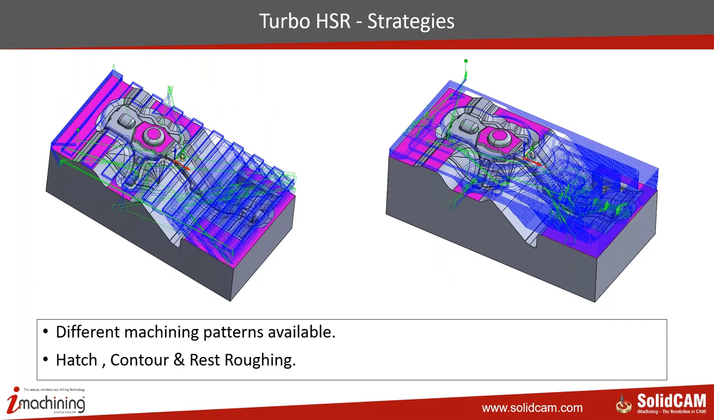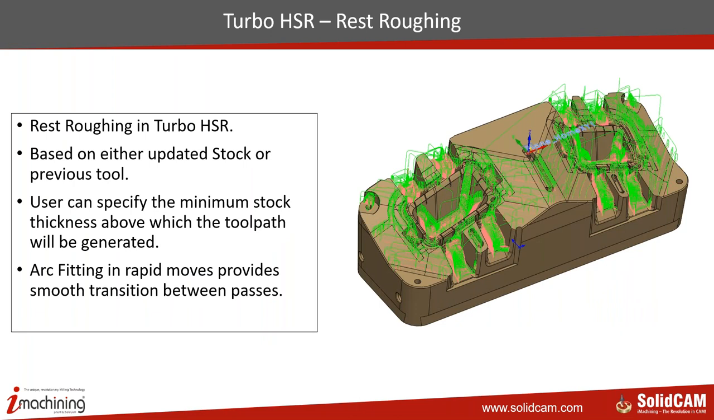And on top of that, we have got the rest roughing, which works either based on updated stock, or based on the previous tool, or a combination of both updated stock and previous tool. So you can have three types of combinations in calculating rest roughing. The user has the flexibility to define a minimum stock thickness below which it will ignore that area and machine anything above that minimum stock thickness. So you can imagine that you have got scallops, and most of the time in rest roughing, the tool just goes and rubs on the scallops because it is finding material there.